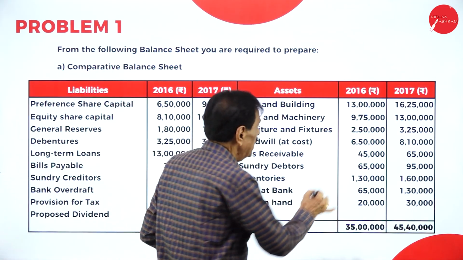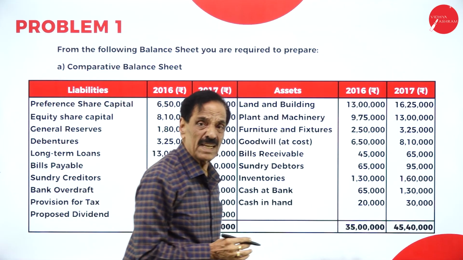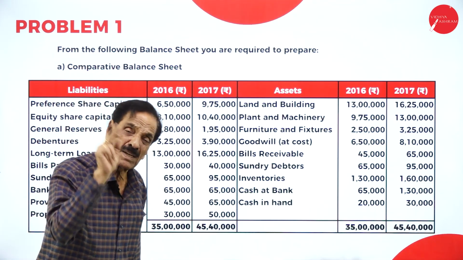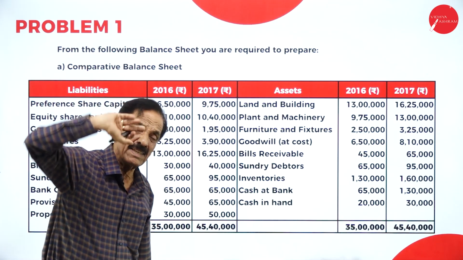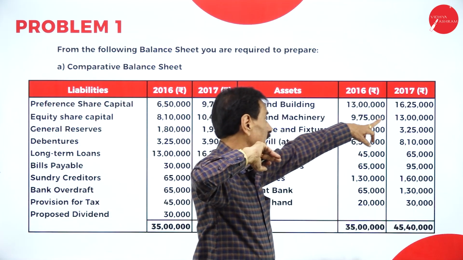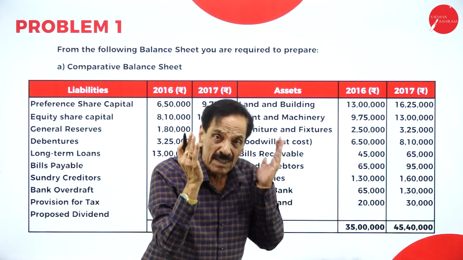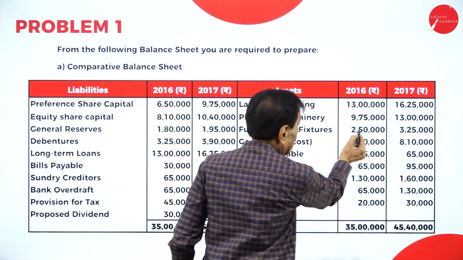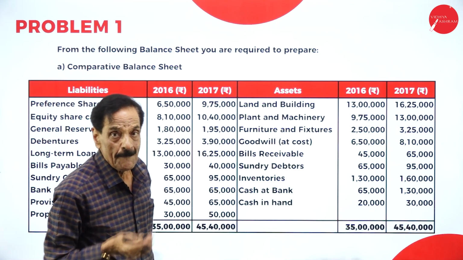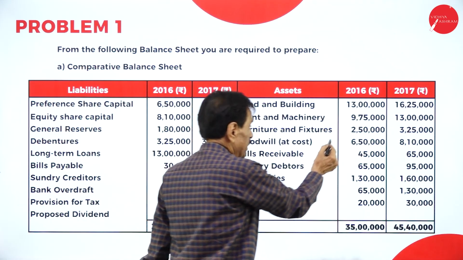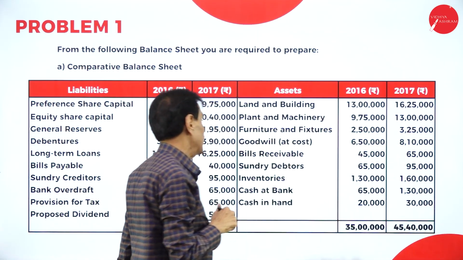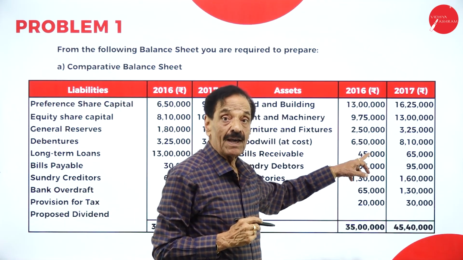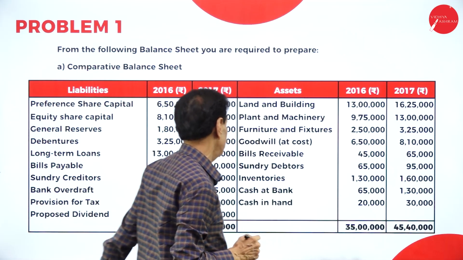If you see, building was 13 lakh in 2016, but it has increased to 16 lakh 25,000. We mean to say that the purchasing power of the company has gone up. It's a higher level. Previously it was 13 lakh, today it is 16 lakh 25,000. The value of land and building has been raised. Plant and machinery 9 lakh 75,000 to 13 lakh means purchasing power has increased. Furniture 2 lakh 50,000 to 3 lakh 25,000. See that it increased. Goodwill at cost was 6 lakh 50,000, today it is valued at 8 lakh 10,000.